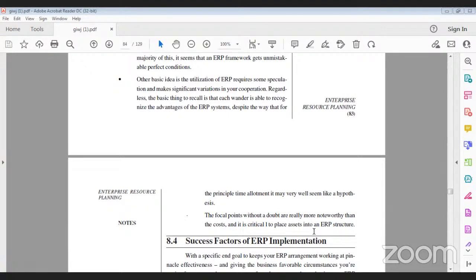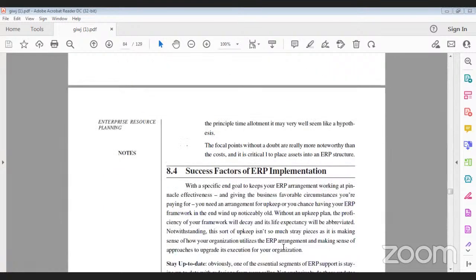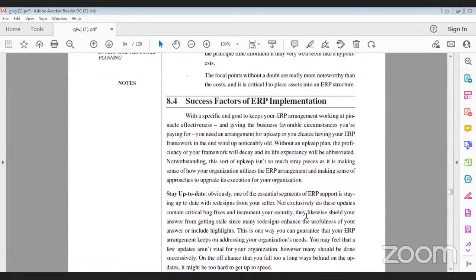The focal points are without doubt more noteworthy than the cost and the investment needed to place assets into ERP software or structure. Now, the next point is the success factors of ERP implementation.